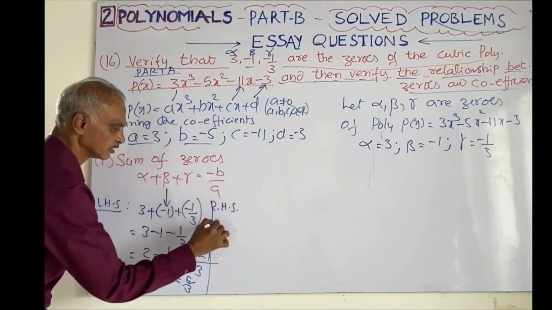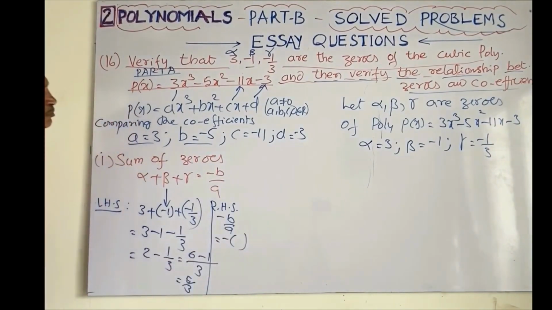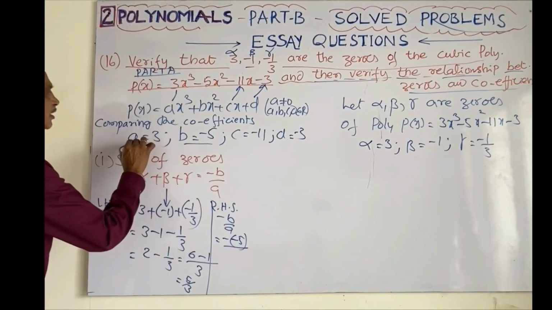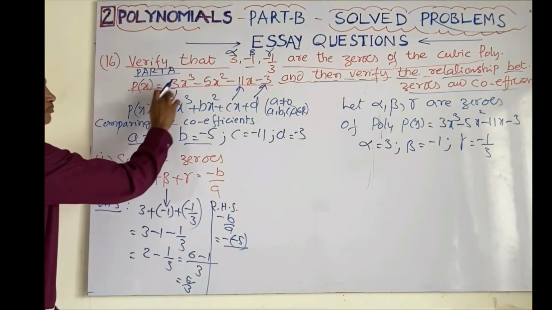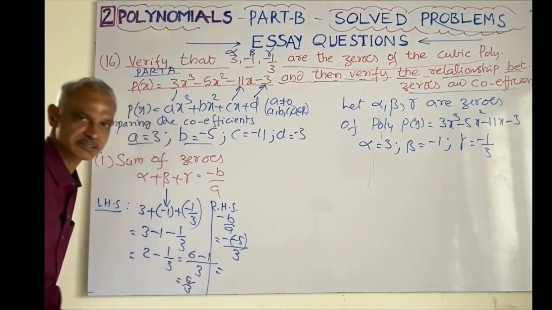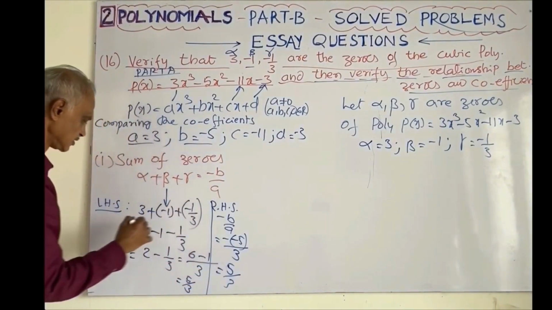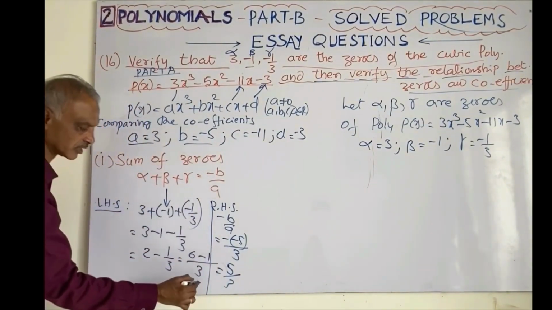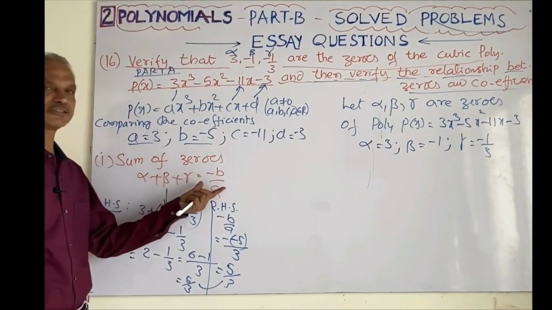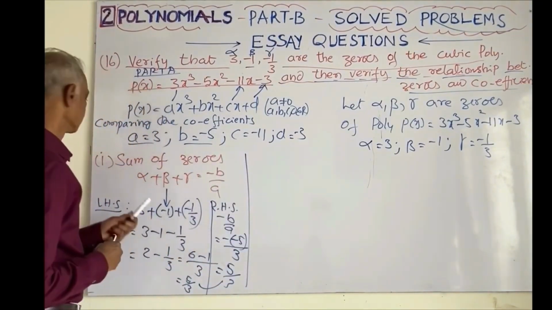I will take RHS. What is RHS here? Minus B by A. What is B here? Minus 5 by, what is A here? You see, A is 3, B is minus 5. By A is 3. Minus into minus plus 5 by 3. You see, LHS is equal to RHS. You got the same. We verified sum of zeros and these are the coefficients. This is over.